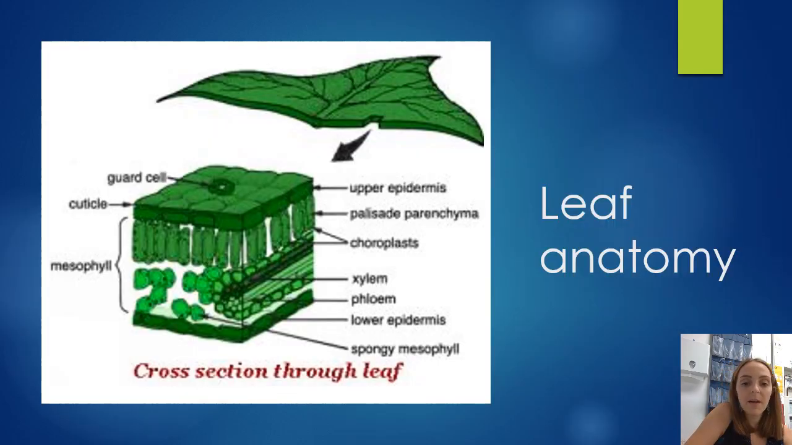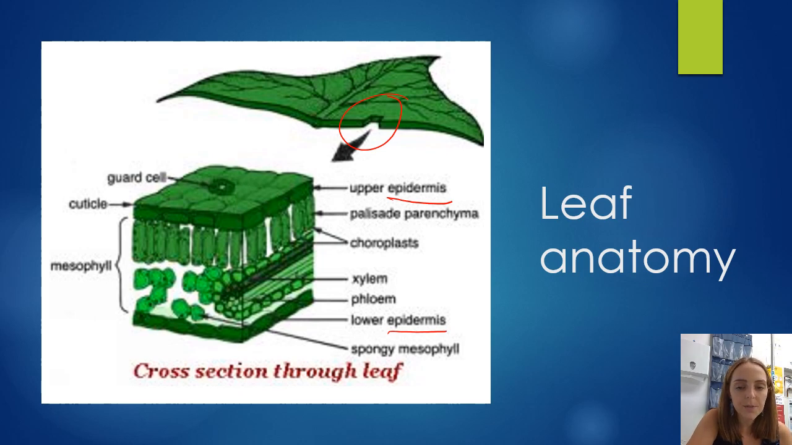Now we're going to start by having a look at the anatomy of the leaf, which is really important in understanding gas exchange and transport. So if we just take a look at the diagram and we take a cross section of a leaf, we have similar top and bottom layers of the leaf, sort of like the top of the leaf and the underside of the leaf. And both of these sections are referred to as the epidermis, but we have the upper and lower epidermis.